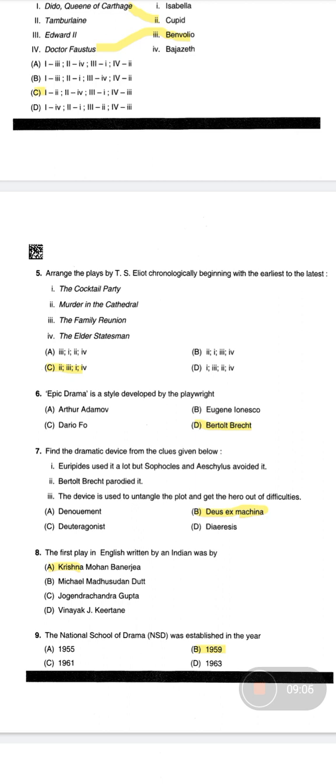Okay, question number 8 is about our Indian playwright. Very easy. We all should know the first play in English written by an Indian. The Indian was Krishna Mohan Banerjee. He was a 19th century Indian thinker who attempted to reinterpret Hindu philosophy. After some time he also became a Christian, but he is the first Indian to write an English play. So Krishna Mohan Banerjee is the right answer.